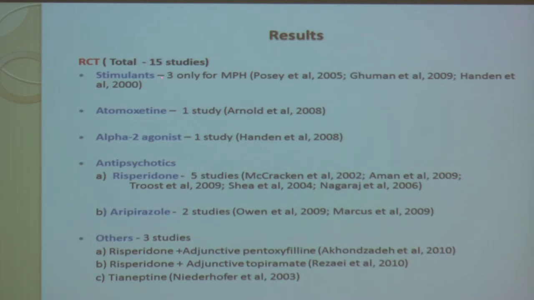There were only 3 studies for stimulant medications, and one of them was done in preschoolers. For Strattera, there was just one study, though I think a new one came out recently. For alpha agonists, there was one study, using guanfacine. Most of the studies were done for the antipsychotic medications. For risperidone, there were 5 studies. For aripiprazole, or Abilify, there were just 2. There were also some other randomized controlled trials for other medication combinations, though these are not standard treatments for autism spectrum disorder.